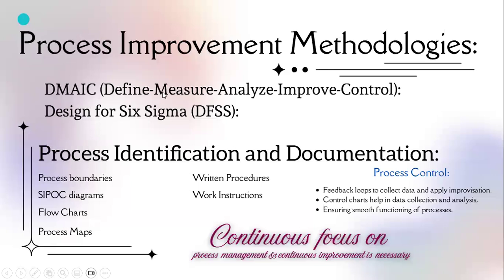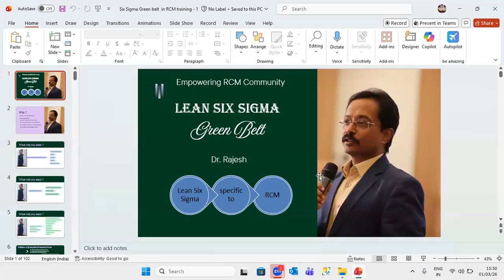One is the DMAIC methodology or DFSS. DFSS we already covered. DMAIC we are going to cover in a very detailed way, how each step is going to be completed. And process identification and documentation. These are all the areas where you are going to create your process documentation. And the process control. We have a lot of steps to do process control here, right? This is what I have for this particular week.